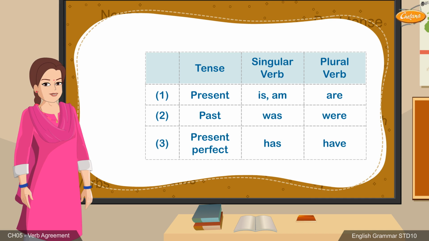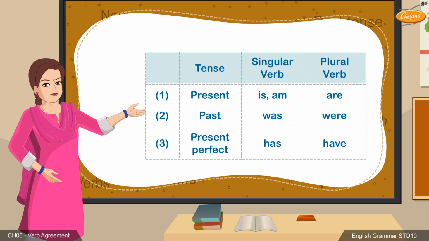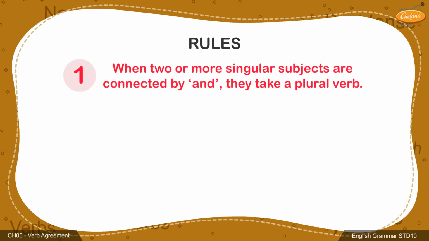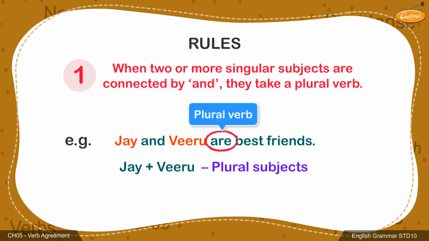Let's now go through some of the rules to understand subject-verb agreement better. The first rule states when two or more singular or separate subjects are connected using the conjunction and, they take a plural verb. In the sentence, Jay and Viru are best friends, two separate subjects which make them plural are used, therefore the verb are is used.